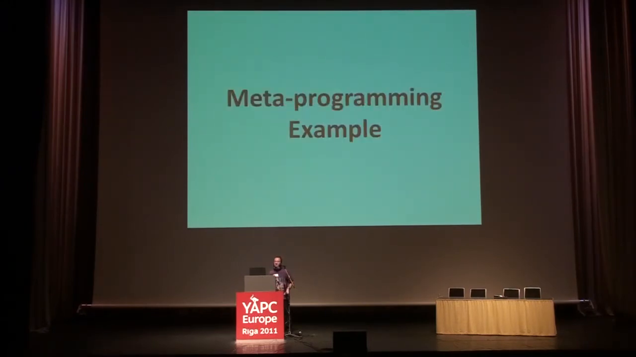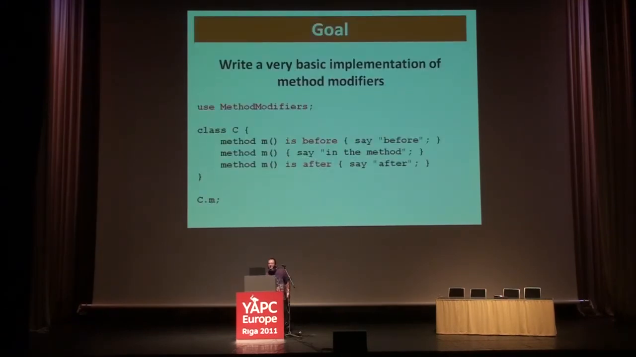So just to take a little example of this, I want to just go through what metaprogramming looks like. So here's what we're going to do. We're going to implement method modifiers. If you've used Moose, then you'll be quite familiar with these. And this is just a very quick hack version to do this in Perl 6. What's really interesting, just at the top, we're putting this in a module. So we're writing a module which is going to extend the way our language works.